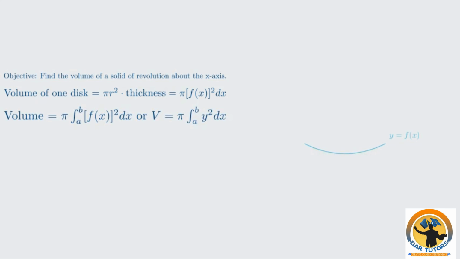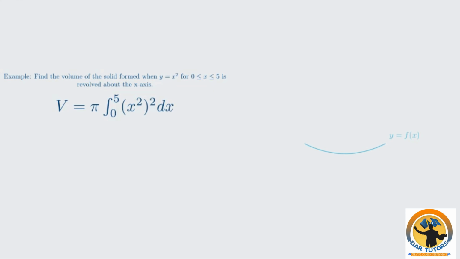Let's apply this to an example. Find the volume of the solid formed when the region under the curve y equals x squared from x equals 0 to x equals 5 is revolved about the x-axis. Here, our function is f of x equals x squared, and our bounds are a equals 0 and b equals 5. Plugging these into the formula, we get volume equals pi times the integral from 0 to 5 of x squared squared dx. This simplifies to pi times the integral from 0 to 5 of x to the fourth dx.